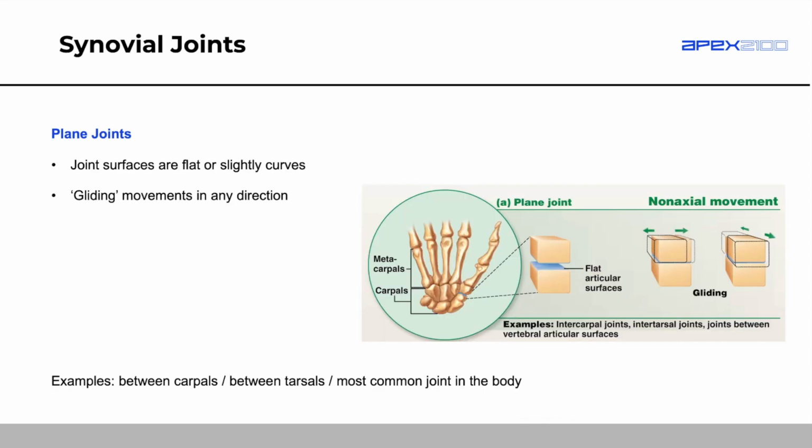So firstly, plane joints. Plane joints are flat or slightly curved surfaces, and they allow for gliding movements in any direction. There are so many plane joints in the body. It's the most common joint in the body, but for you guys, I want you to know that in between all the carpals and in between all the tarsals, these are all plane joints. So where those carpals touch each other on every surface where they meet, we have a plane joint.